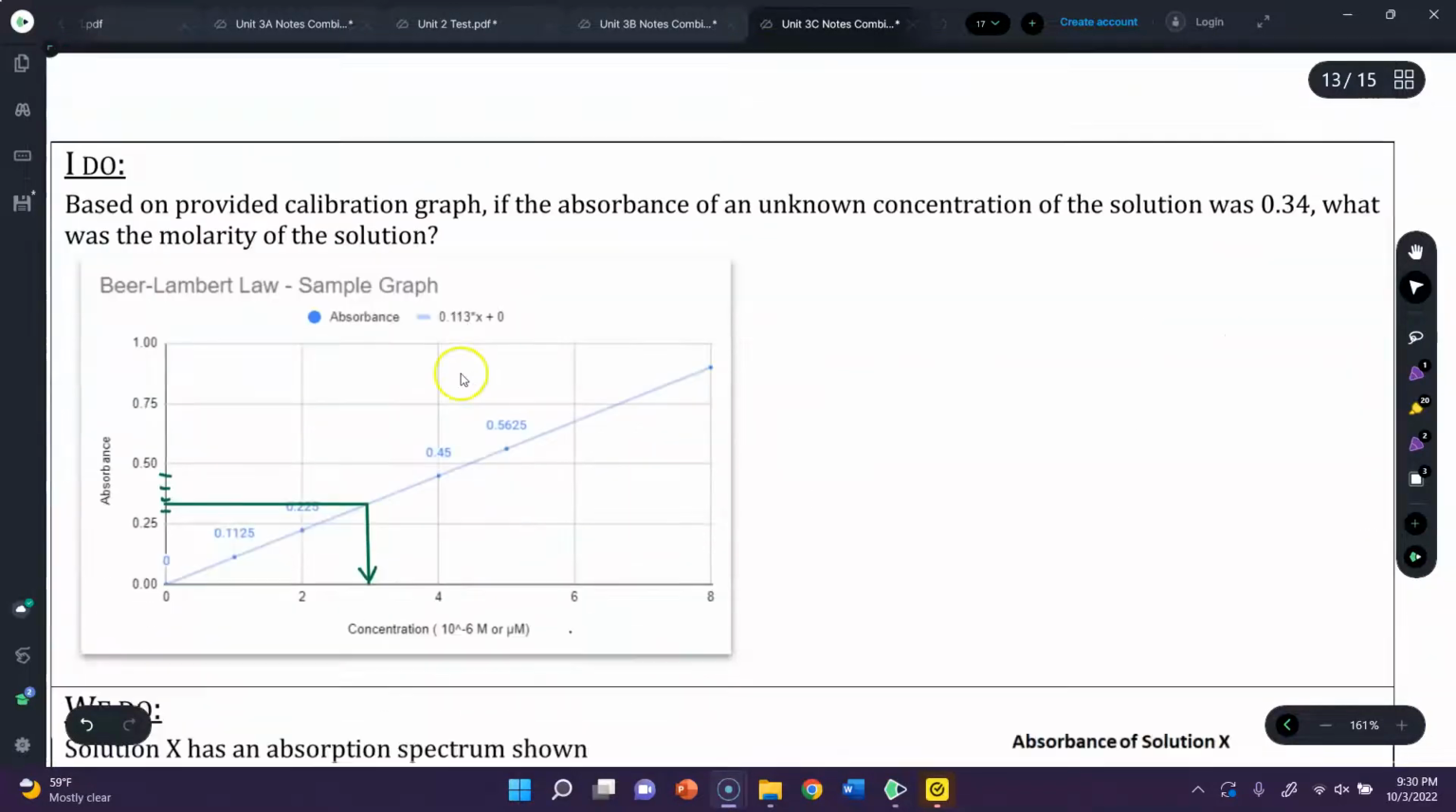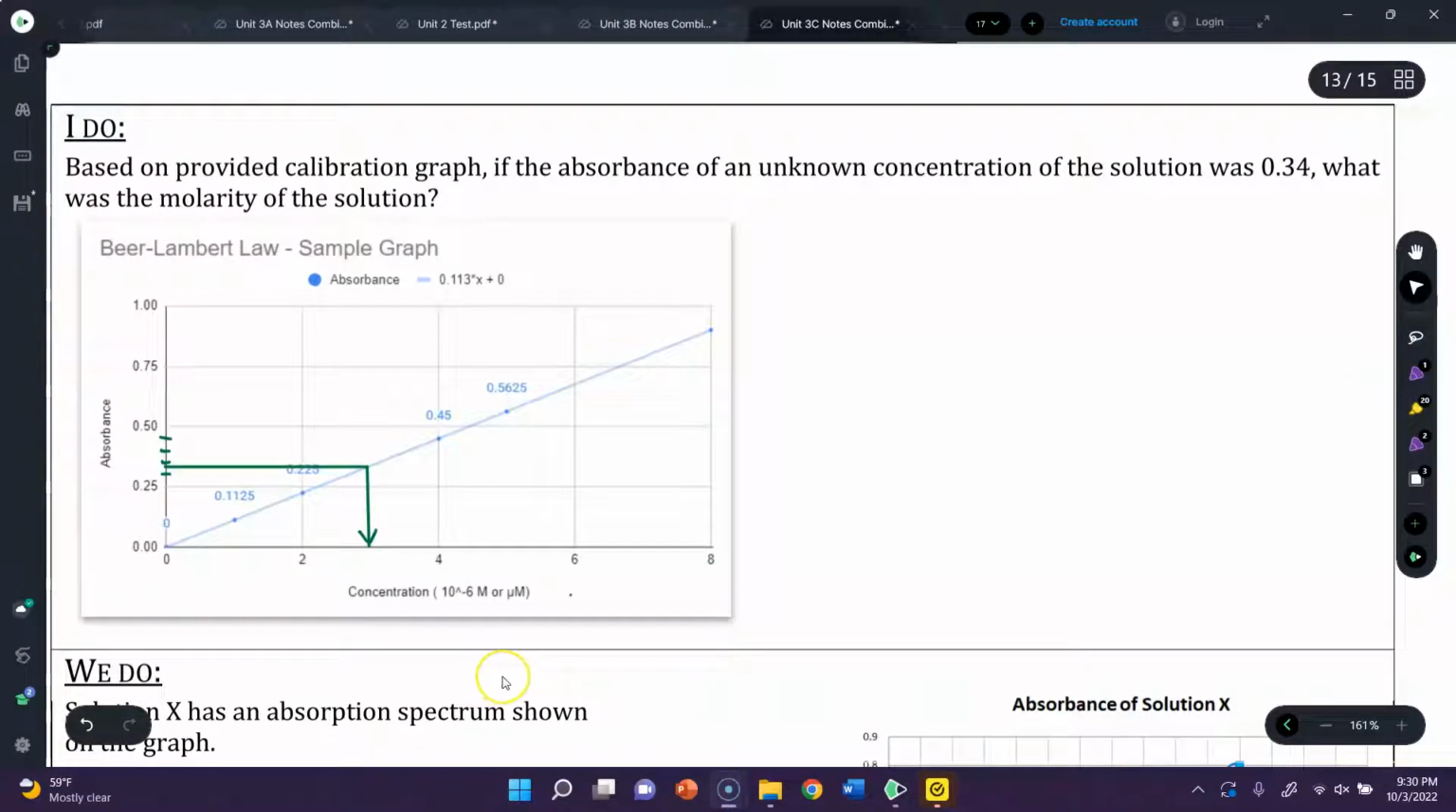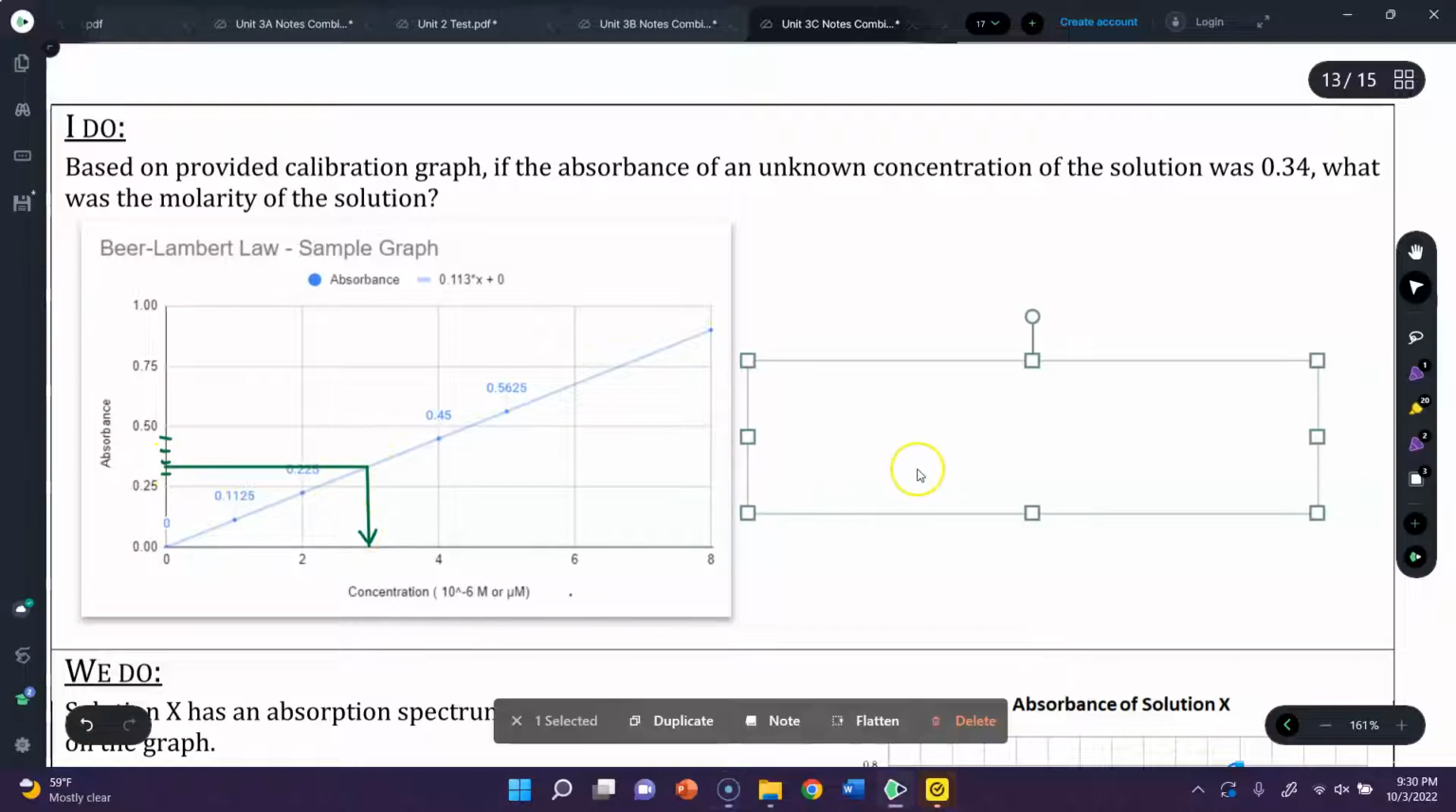Okay, let's look at the I-dos. Based on the provided graph, if the absorbance of an unknown concentration of a solution is 0.34, what is the molarity of the solution? So we go to 0.34 and approximate it here. We draw over and come down.